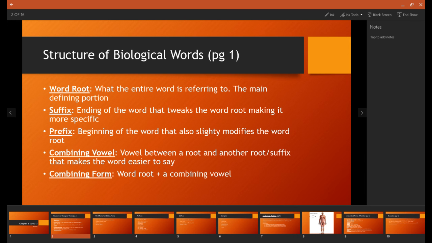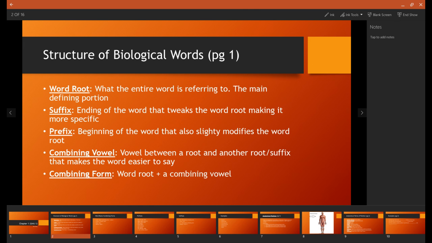First things first is we have to figure out what is the structure of a biological word in the first place. And first off, the word root is going to be the main component of a biological word. And so the word root is just going to be the portion that describes what the entire word is talking about. So for instance, a very common word root you've probably heard of before is cardi for heart.